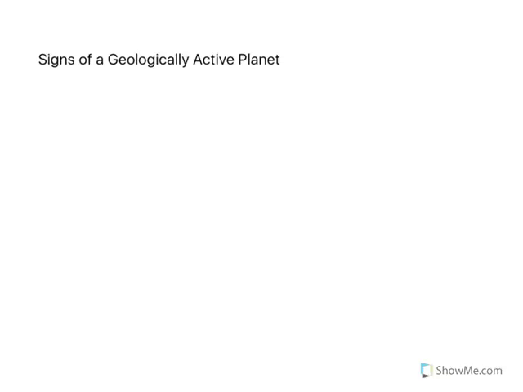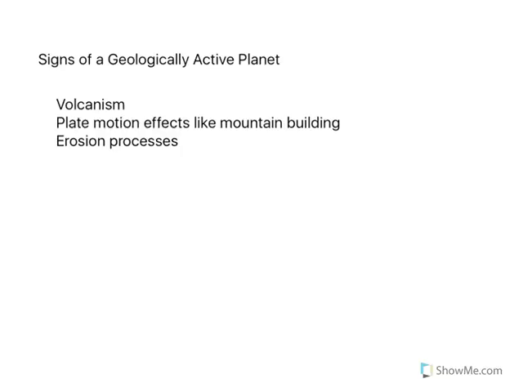In this segment, we're going to talk about the signs of a geologically active planet. When we refer to geological activity, we mean that a planet's surface features and landscapes are being constantly changed. Processes that could cause these changes include volcanism, plate motion effects such as mountain building, and erosion processes. These are just a few of the processes that indicate that a planet is geologically active. Let's look at these individually.